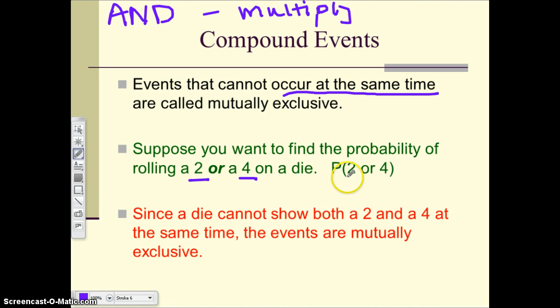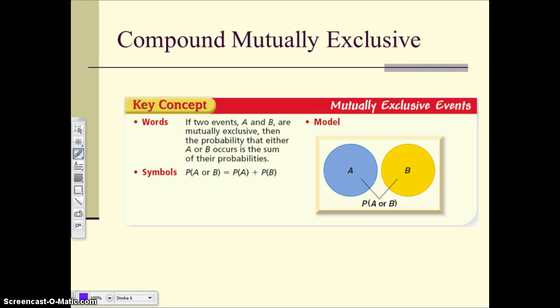The probability of rolling a 2 or a 4. Since the dice cannot show both a 2 and a 4 in one roll, these events are mutually exclusive. And here's a Venn diagram. Here's the probability of rolling a 2, and here's the probability of rolling the 4. And notice there's no overlap, because if you roll a 2 it is not a 4. They don't overlap. In this situation, when you have mutually exclusive events, you add the probabilities together.